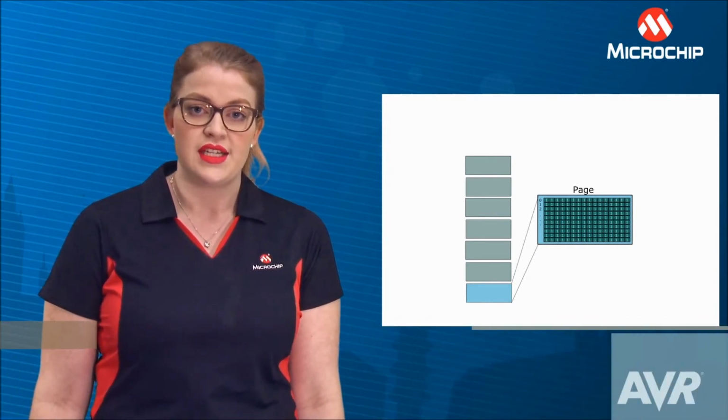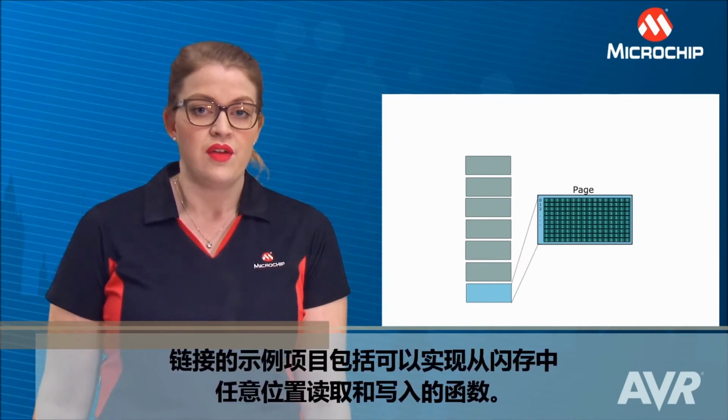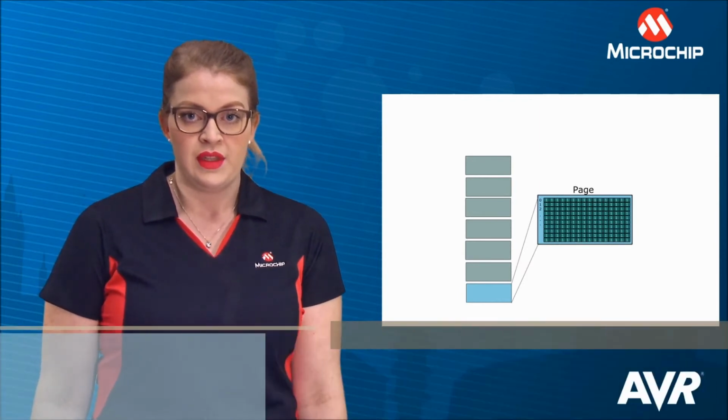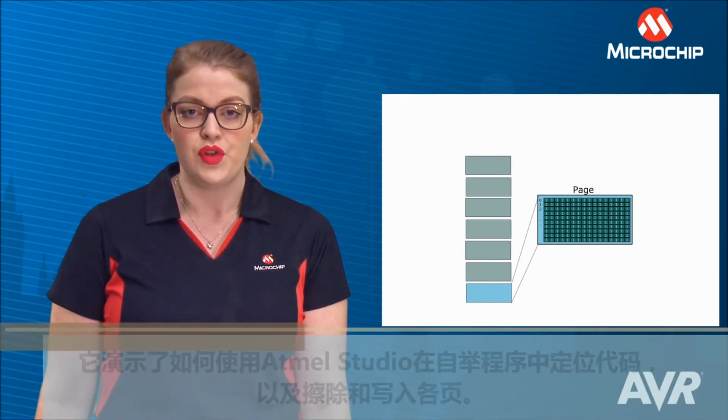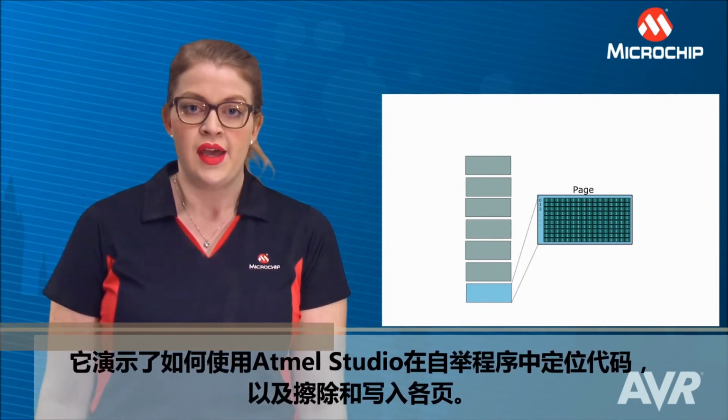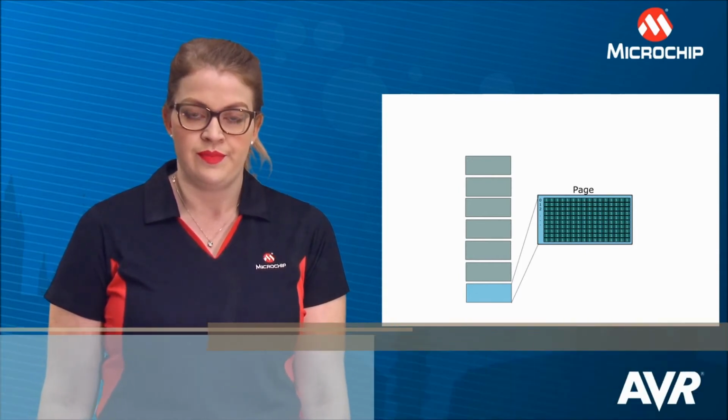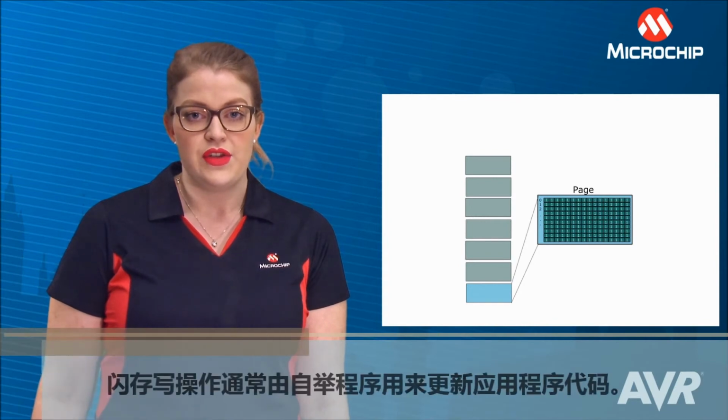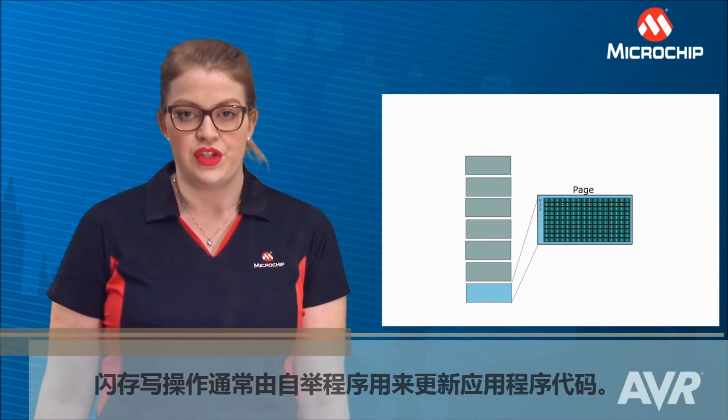The linked example project includes functions which can read and write from arbitrary places in the flash. It demonstrates how to position the code in the bootloader section using Atmel Studio, as well as erasing and writing pages. Flash writes are usually used by a bootloader, which updates the application code.